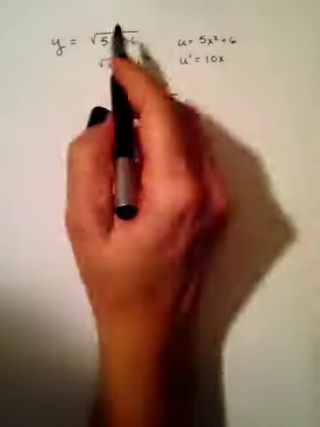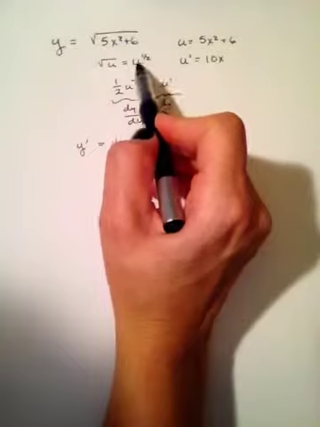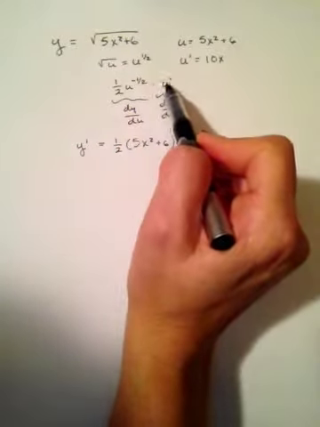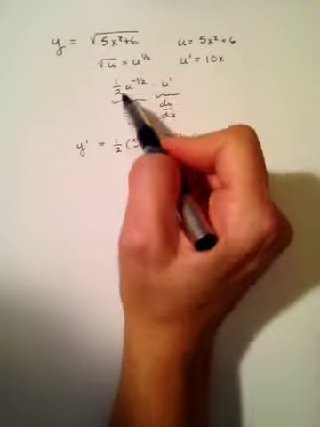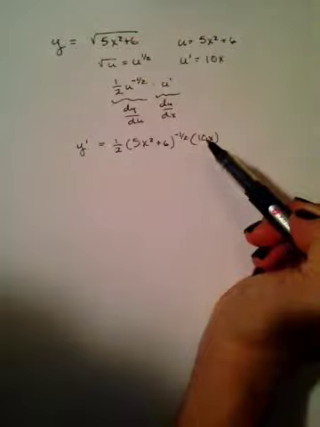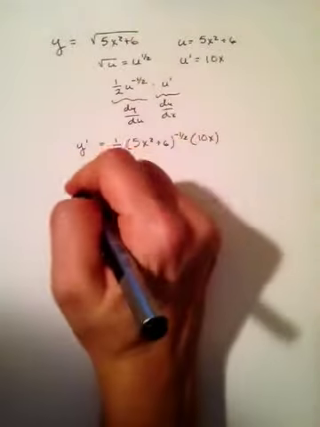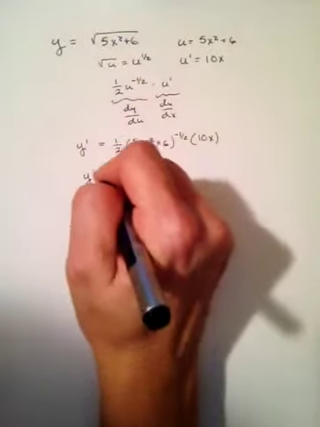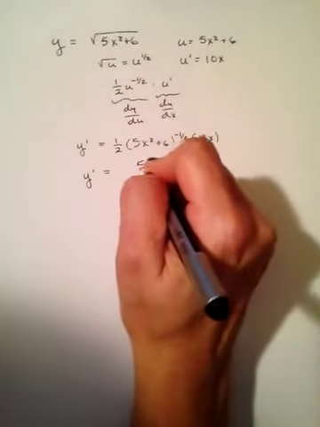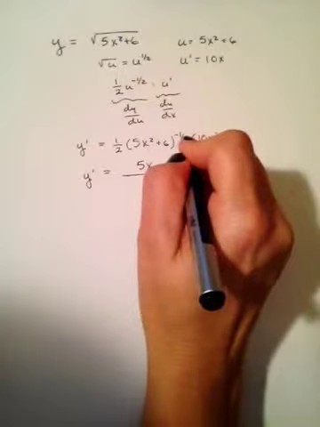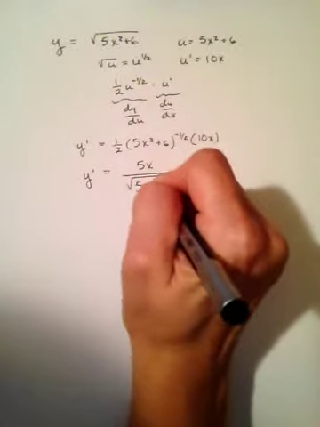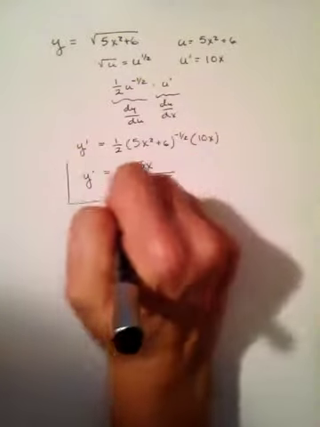So looking at this again, it's the derivative of the outside function, u to the 1/2. It's 1/2 u to the negative 1/2 times the derivative of the inside function. And it's important to note you leave the inside function alone when you're doing the derivative of the outside. I'm going to take one more step and rewrite this. y prime equals, and if I look at this, 1/2 of 10x is 5x. This will be the square root in the denominator of my 5x squared plus 6, and that is finished.